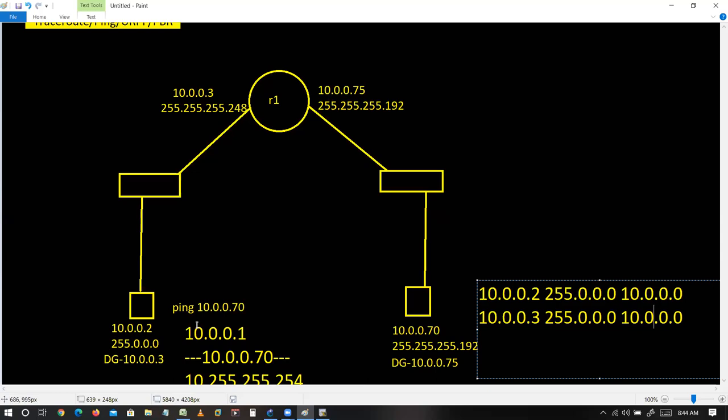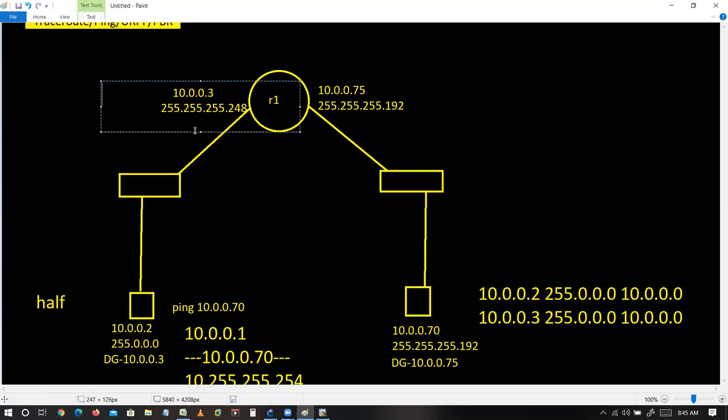Because this PC doesn't know the real mask, because whenever we do a ping, at that time we never define any subnet mask, right? Whenever I do a ping, I never define the subnet mask of the destination. Once the destination receives the packet, it will consider that. It means half the portion we are doing here and the other half will be done by the destination. They both are checking the things, right?